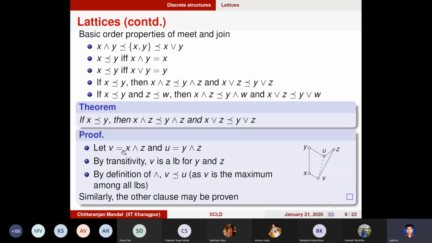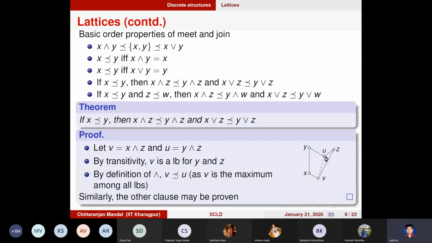Okay, so denote the meet of x and z by v, and the meet of y and w by u. Because of this ordering property, v is a lower bound for y and w, and by definition of the meet, v is a lower bound for u, because u is the maximum among all lower bounds. Okay, so you just see this picture.